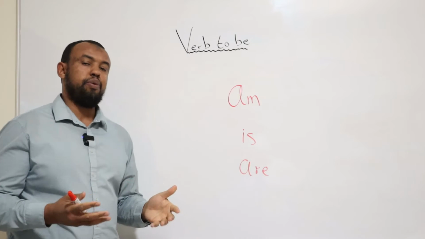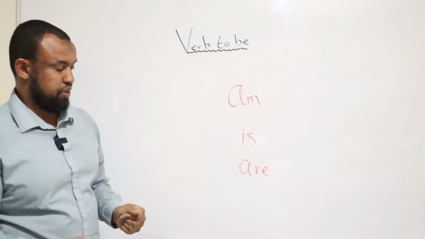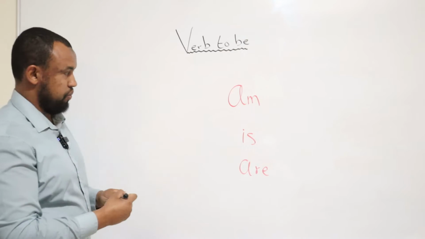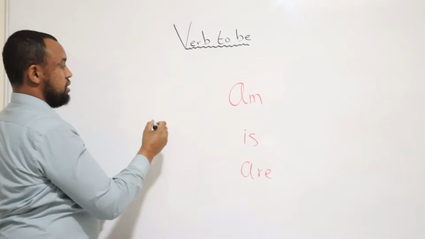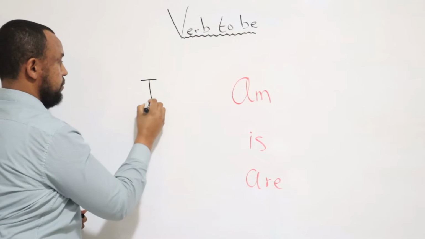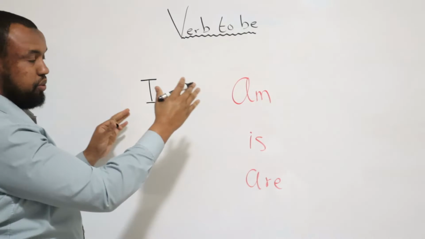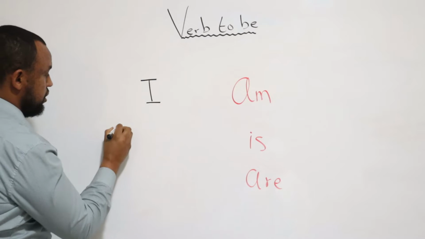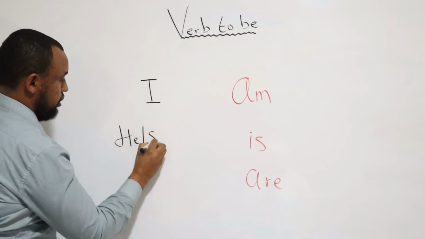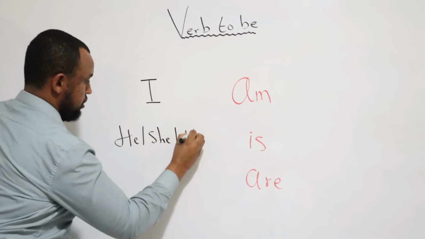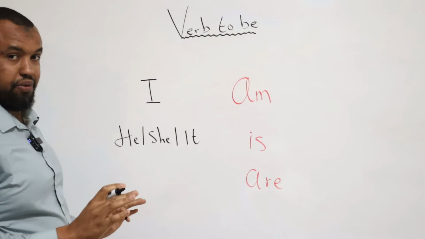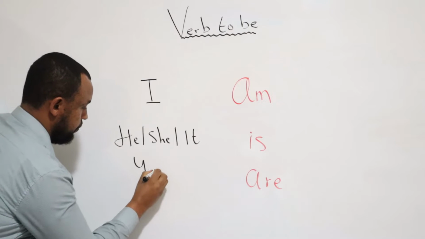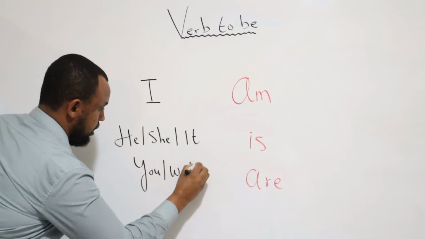Now the question is, how are we going to use this in the English language? To do that, we need the subject, correct? We need the subject. Now, with am, we use the subject I. Okay? With am, we use the subject I. With is, we use the subjects he, she, and it. Okay? Clear so far? And with are, we use you, we, and they.